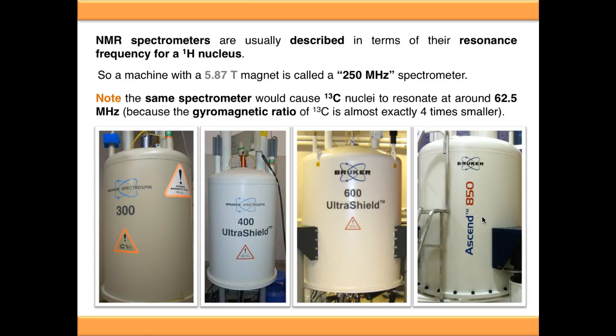As an aside, the same spectrometer causes carbon nuclei to resonate at a different frequency. The gyromagnetic ratio of carbon is almost exactly 4 times smaller than that of proton. So if you have a 400 megahertz proton instrument, it will cause carbon-13 nuclei to resonate at 100 megahertz, and so on. And that's simply because the gyromagnetic ratio of carbon is different.